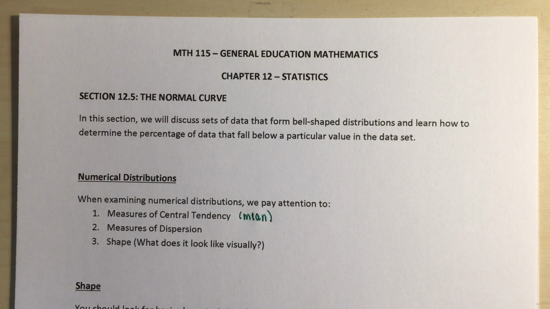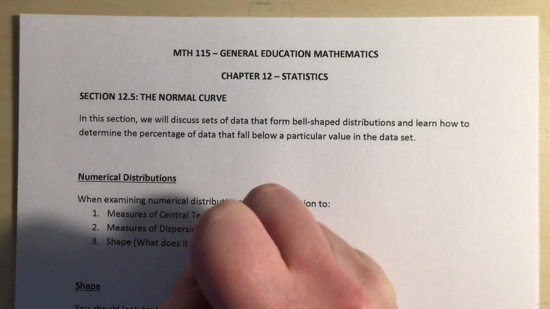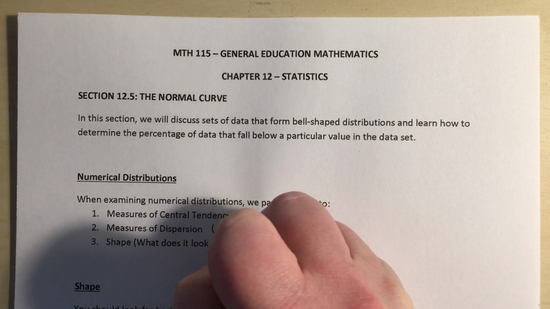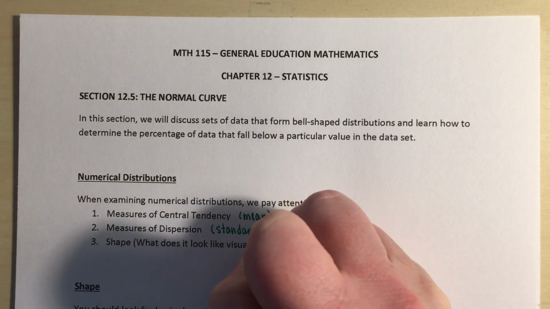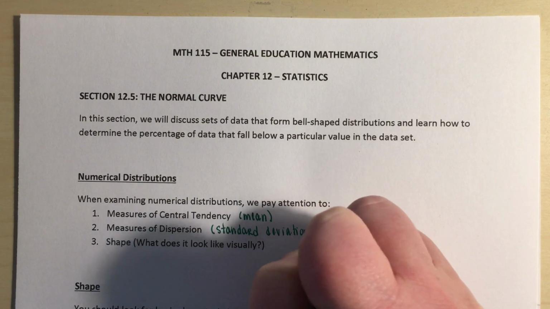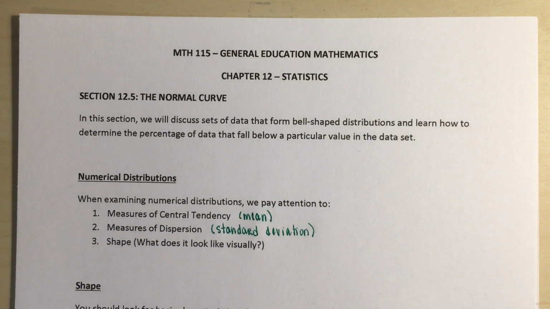Measures of dispersion. So we talked about range and standard deviation in the previous section. We are going to continue using, not necessarily calculating, but using standard deviation in some of these problems as we're going through this section as well. And then we're also going to take a look at shape. So since we haven't talked about shape yet, that's where we're going to start in section 12.5.